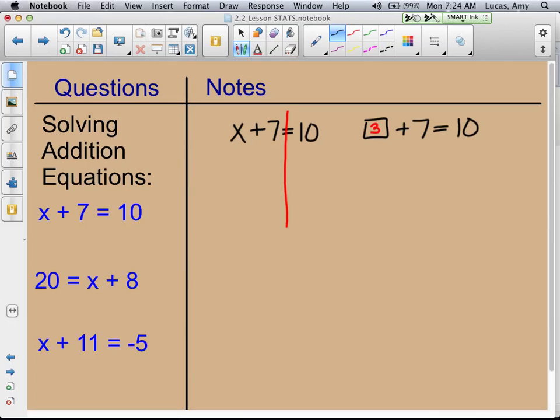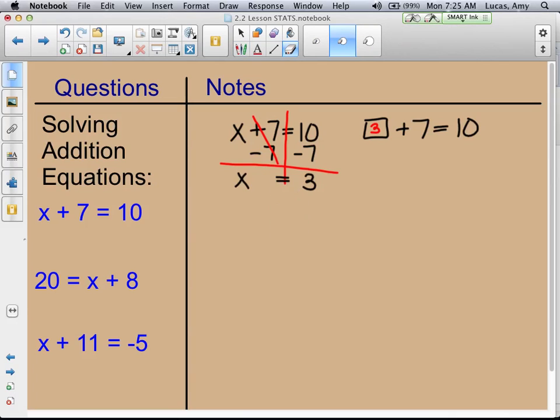So, the method that we're going to use with the train tracks, one of the ways to show work, is to ask yourself, if I want the x to be all alone on the left-hand side of my equation, what can I do to get rid of the addition, adding 7? The answer would be to subtract 7, because that's the inverse of adding 7. If I subtract 7 from my positive 7, they're gone. They've canceled out. If I subtract 7 from my 10, I get 3. So my answer is x equals 3.